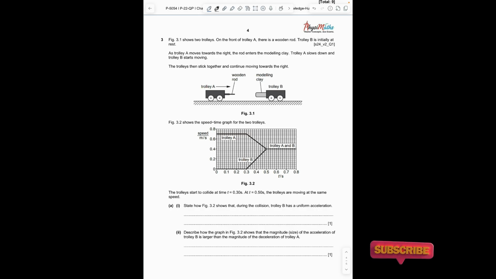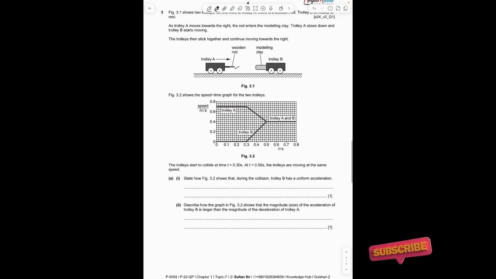Figure 3.1 shows two trolleys. On the front end of trolley A there is a wooden rod, and trolley B is initially at rest. As trolley A moves towards the right, the rod enters the modeling clay, and trolley A slows down and trolley B starts moving. The trolleys then stick together and continue moving towards the right.